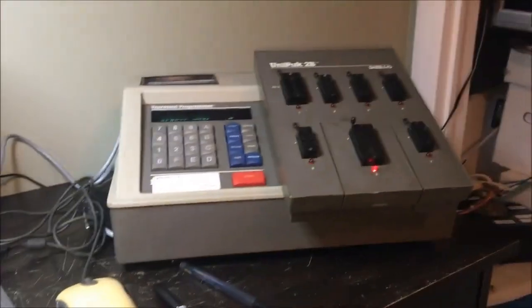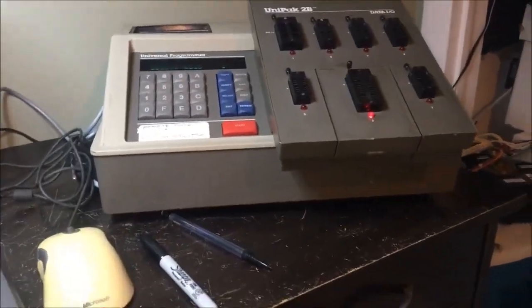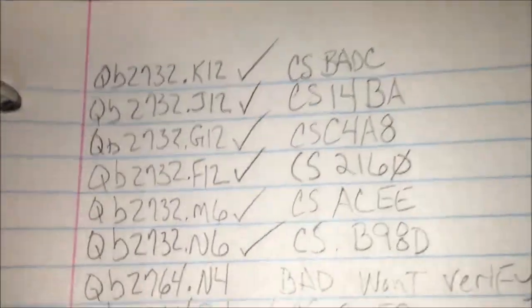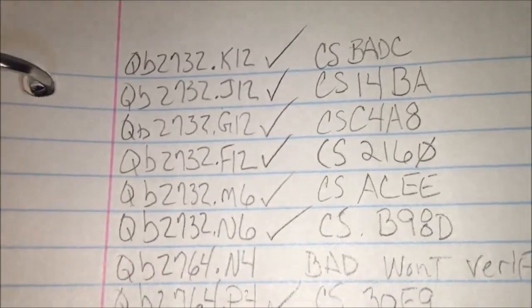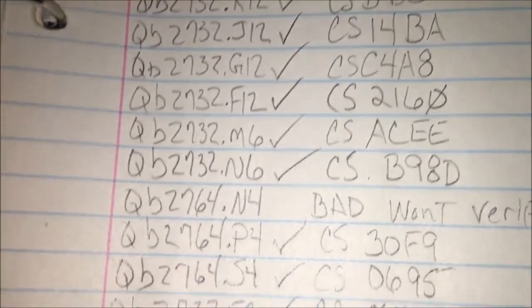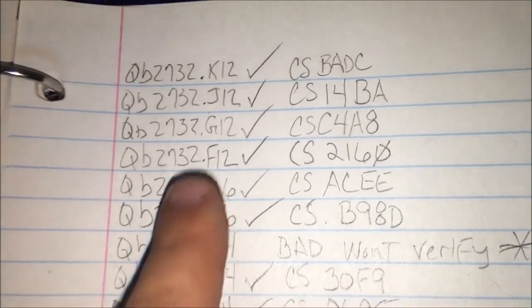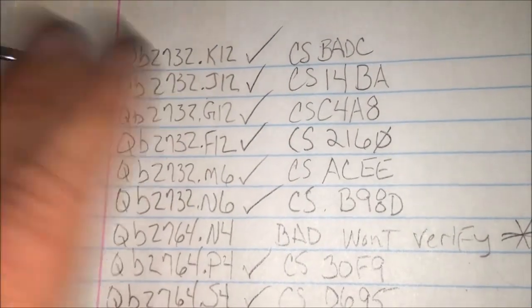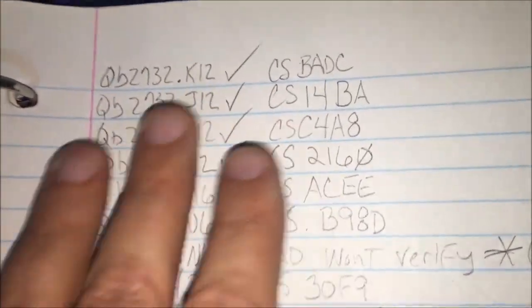Okay, I did get the programmer out and I copied all of the ROMs from the Q*bert PCB. And this is what I came up with. That's what I named them. QB2732 dot and then the location and 2764s and all that. And the check mark is just that I read it and it verified at least twice so that I know I got the right file.